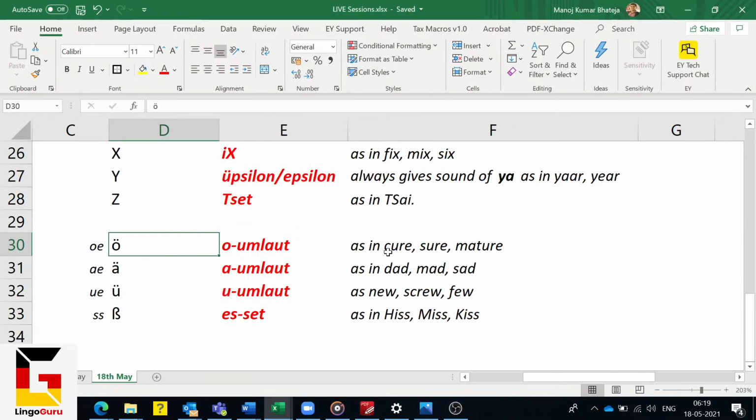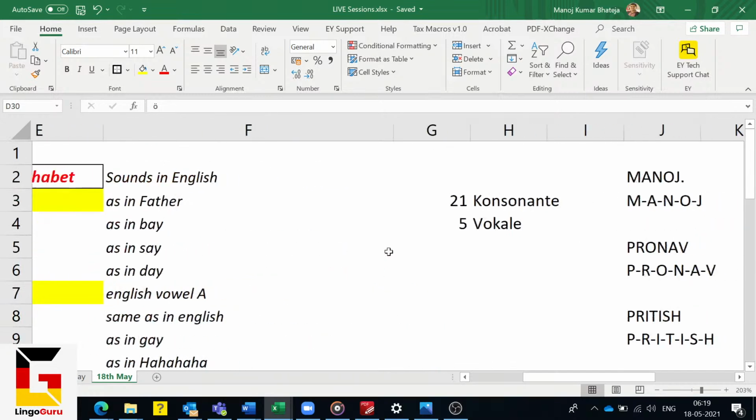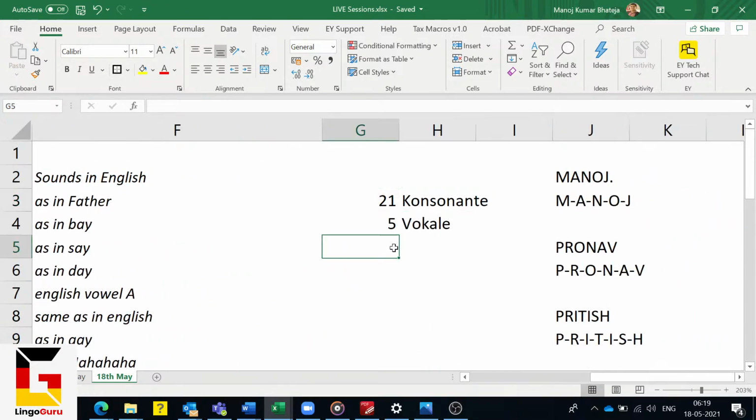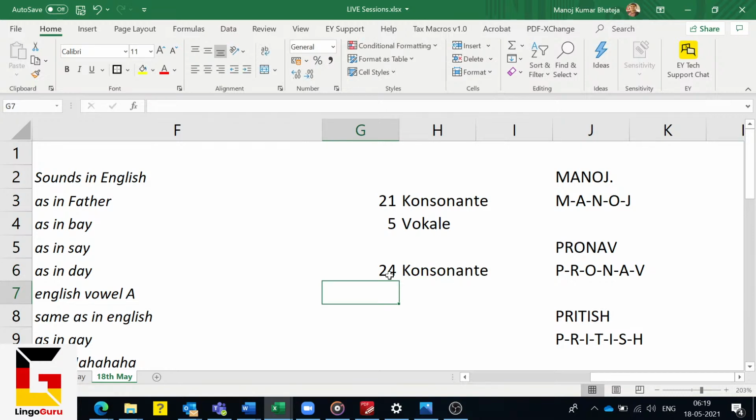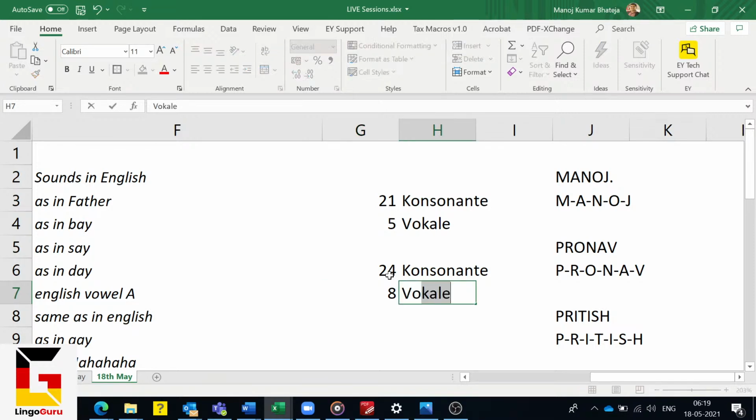So in total, we have how many vowels? 21 English and 3 German. In total, we have 24 consonants, and we have 8 Vokale. 8 or 6? 8 Vokale. Next 24, 22. 22 Konsonante and 8 Vokale.